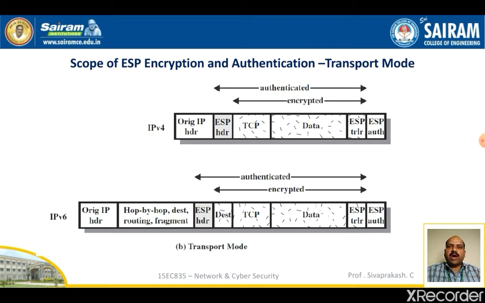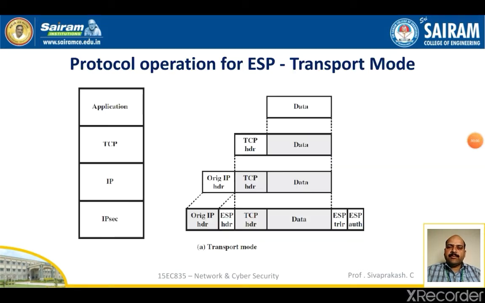A transport mode operation provides confidentiality for any application that uses it, thus avoiding the need to implement confidentiality in every individual application. One drawback to this mode is that it is possible to do traffic analysis on transmitted packets. Let us see how the protocol operation for ESP happens in transport mode. In IP security, the ESP segment is going to look like this: the IP layer, the TCP layer, and the application layer consisting of data.